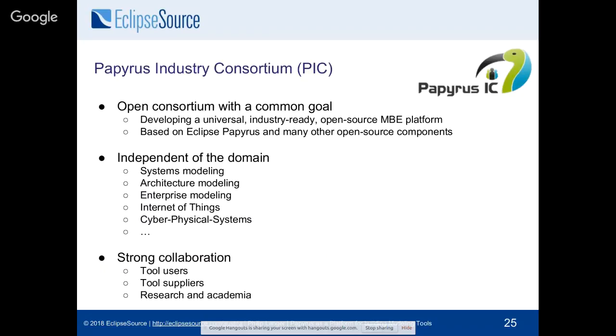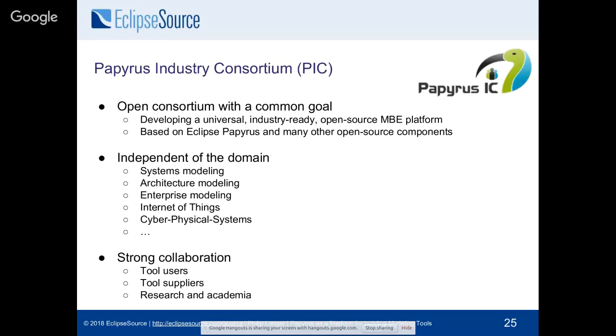So for instance, also EMF Compare and Papyrus Compare to do the diff merge, but also OCL, SysML, and the other involved technologies in the Eclipse domain. And that isn't really focused on a particular domain of usage, like systems engineering or architecture modeling and so on. So it's really more focused on the technologies. And basically how that works is that there is a strong collaboration between the different roles in this ecosystem, which are tool users, tool suppliers, and research and academia, which work together and coordinate their efforts on enhancing and evolving the Papyrus ecosystem.